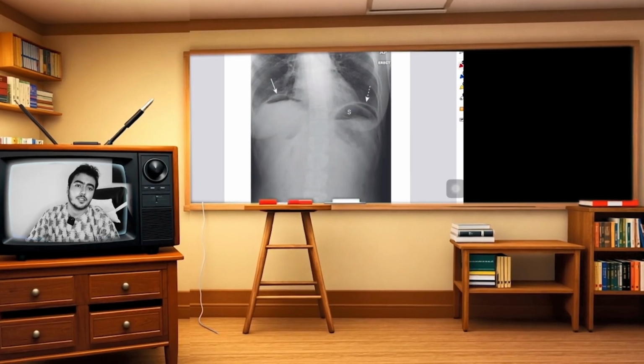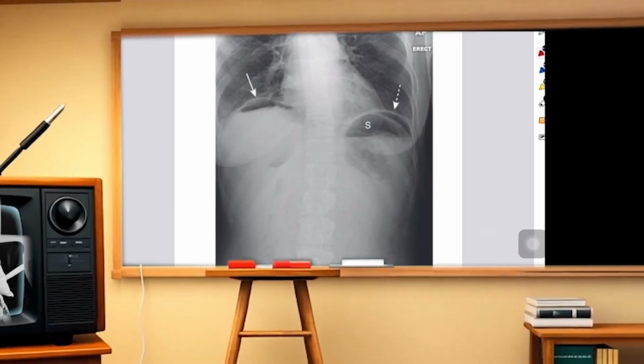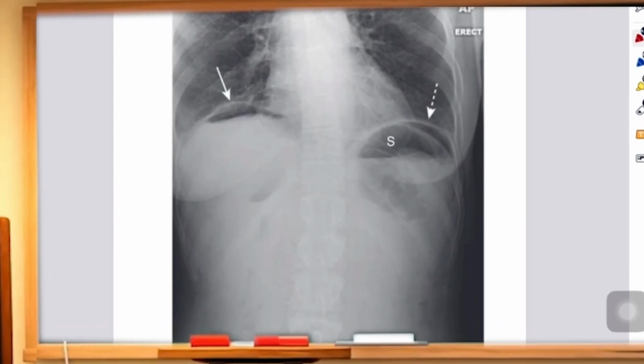We are looking at the chest X-ray. There's a crescent of air right beneath the right diaphragm.